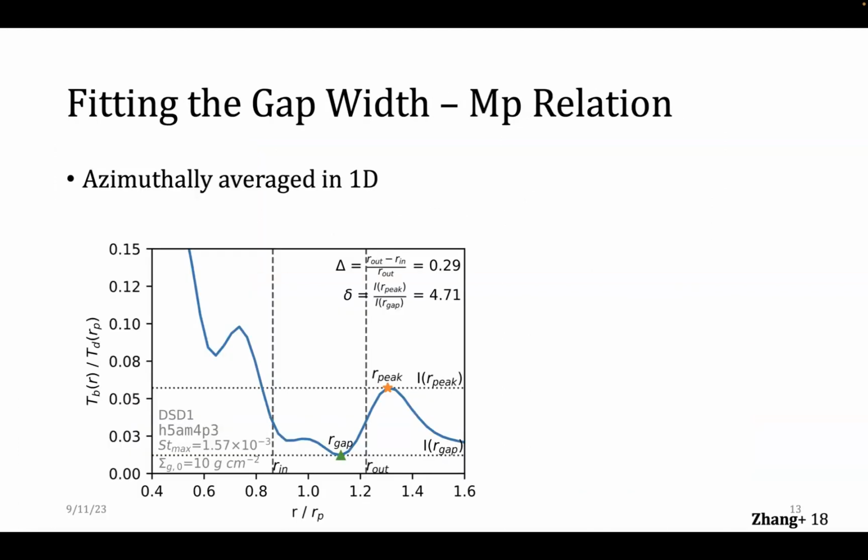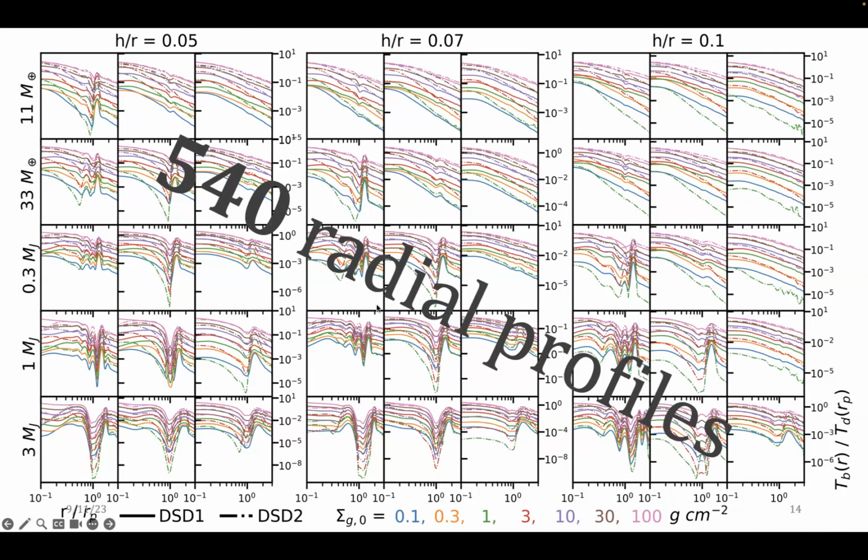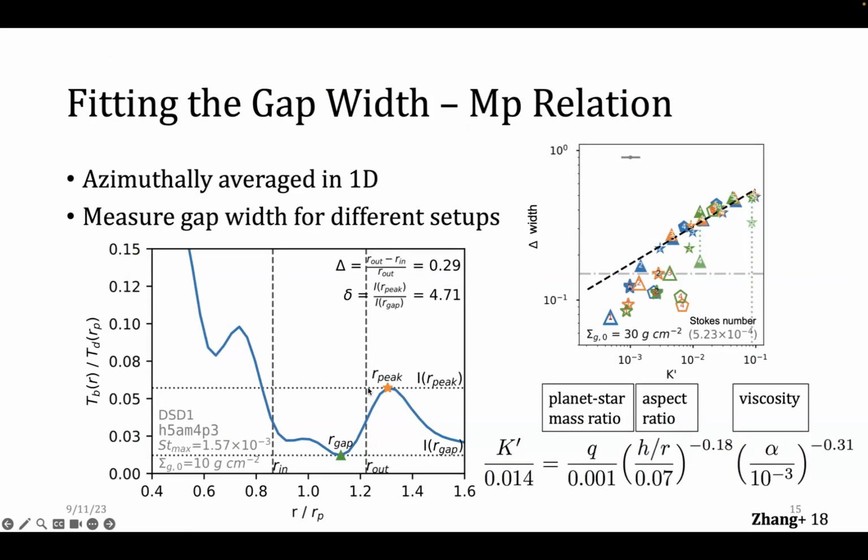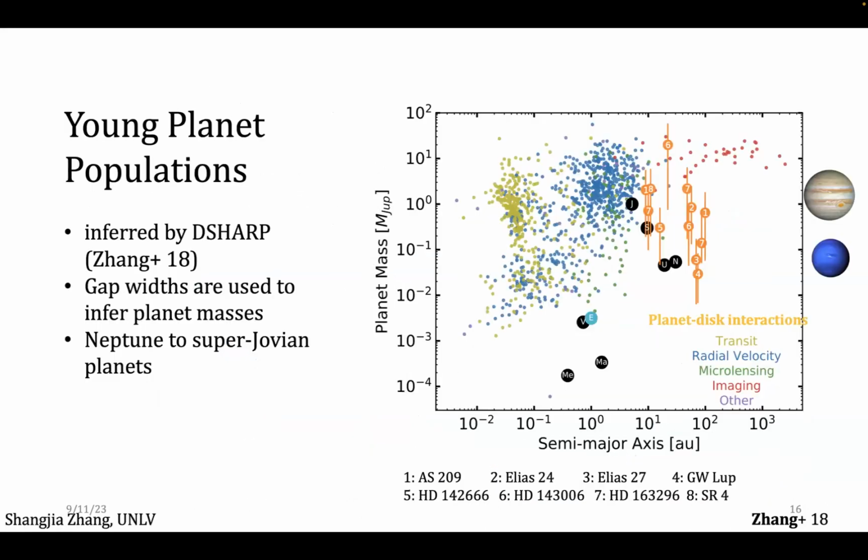Just back to our parameter space study. After having those 2D images, we can azimuthally average those 2D images to 1D profiles, something like this. And we have around 500 of them. So then we can fit the relationship between the gap width and the planet mass with the combination of other parameters, such as the viscosity and H/R. We can go back to those disk images and use those gap widths to infer the planet mass.